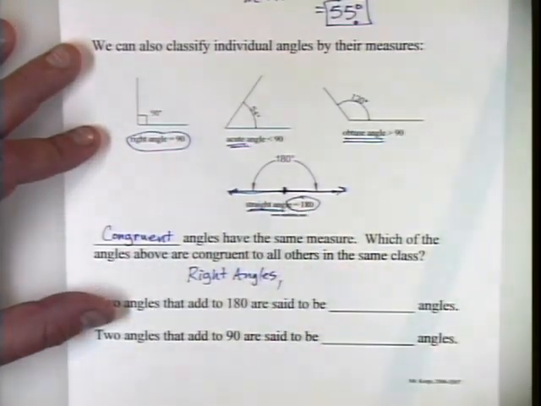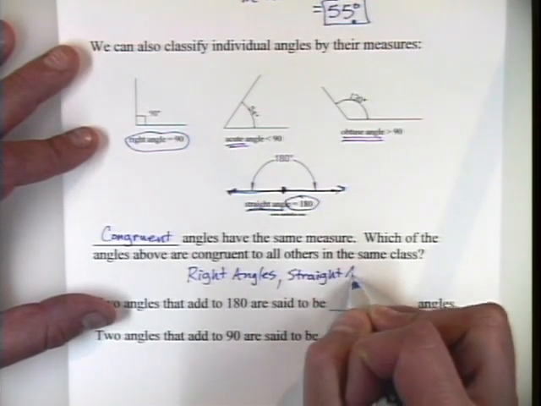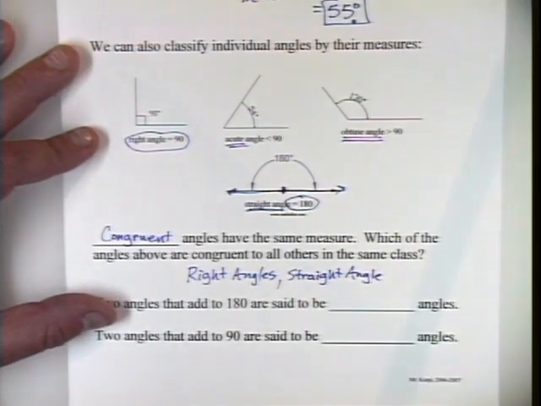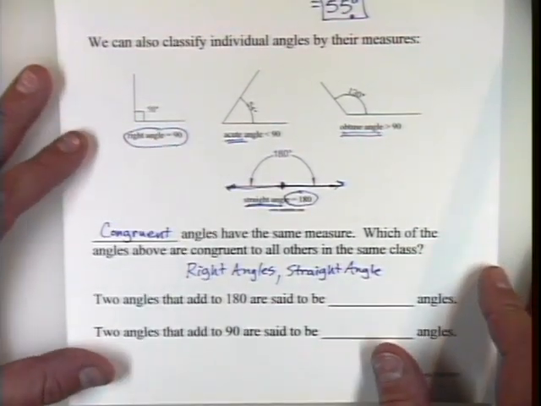Now, what about straight angles? Since straight angles equal 180, every straight angle is also congruent to any other straight angle. So basically, if you look above, the ones that had equals for their measure are the ones that are congruent to all the others in the same class.